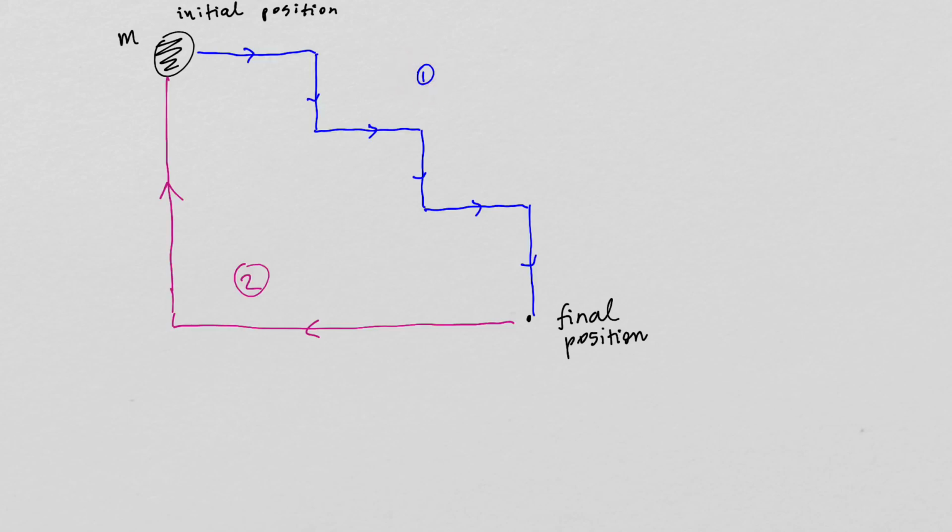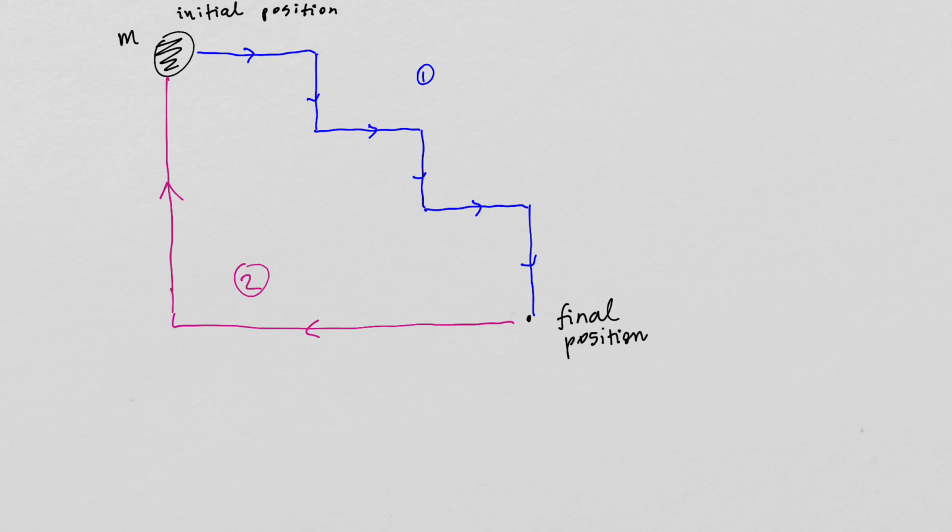Path number 1 is in blue, and it looks like so. That is the path that the particle takes from its initial position to the final position. And then path number 2 in purple is like so. That is the path that the particle takes from the final position to the initial position. Let's calculate the work done along each path, and let's see if they're equal to each other.